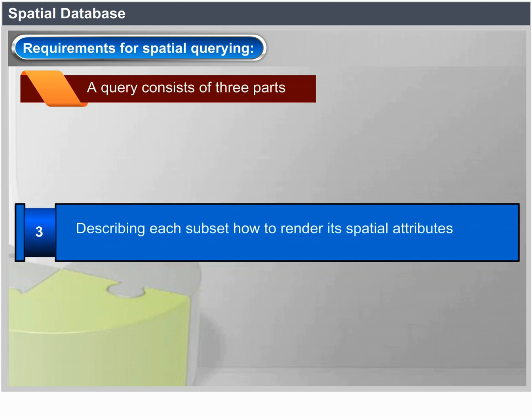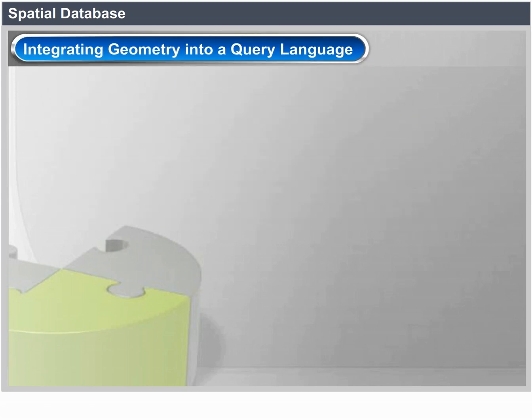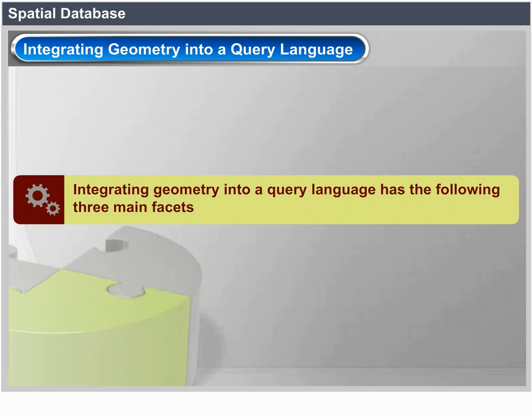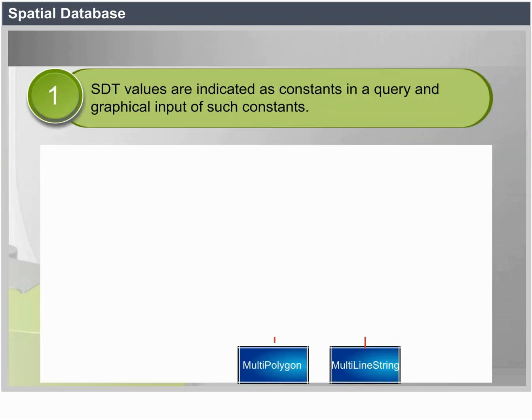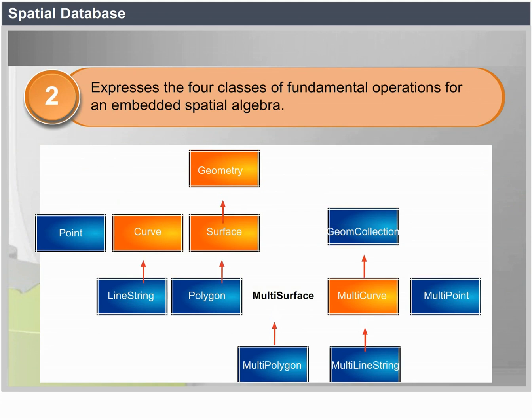Integrating geometry into query language. Integrating geometry into a query language has the following 3 main aspects: denoting SDT values as constants in a query and graphical input of such constants, expressing the 4 classes of fundamental operations for an embedded spatial algebra, describing the presentation of results.